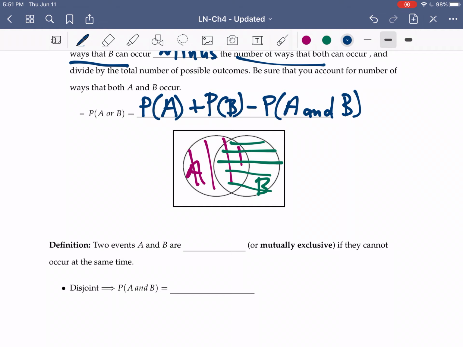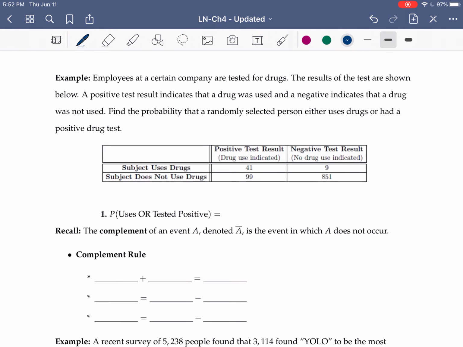Two events A and B are said to be disjoint, or we might use the word mutually exclusive, if they cannot occur at the same time. So the probability of A and B is 0. Right? The probability that someone is a freshman and a sophomore, that is 0. You are either a freshman or you are a sophomore. Well, I'm kind of a freshman sophomore. Class rank is built on the number of credit hours that you have passed. And so if you've hit a certain number, you're now classified as a sophomore. You're not really both.